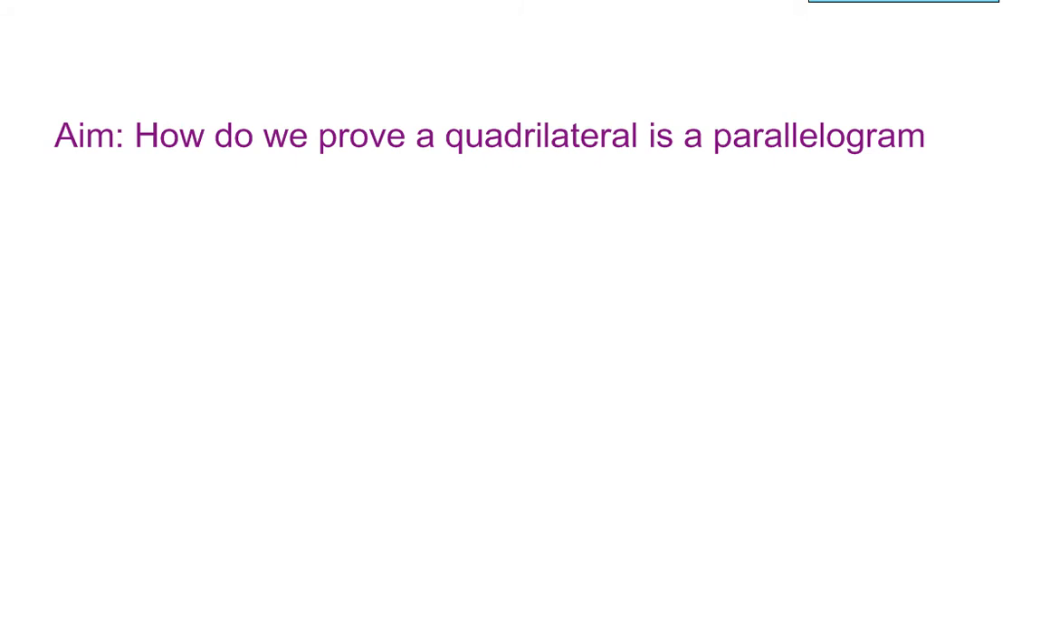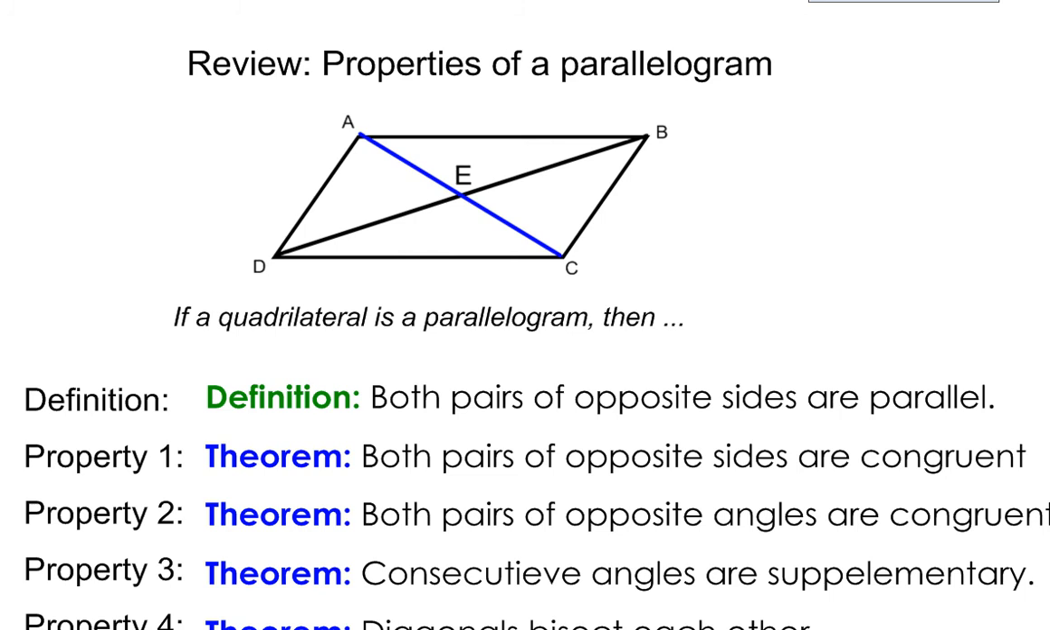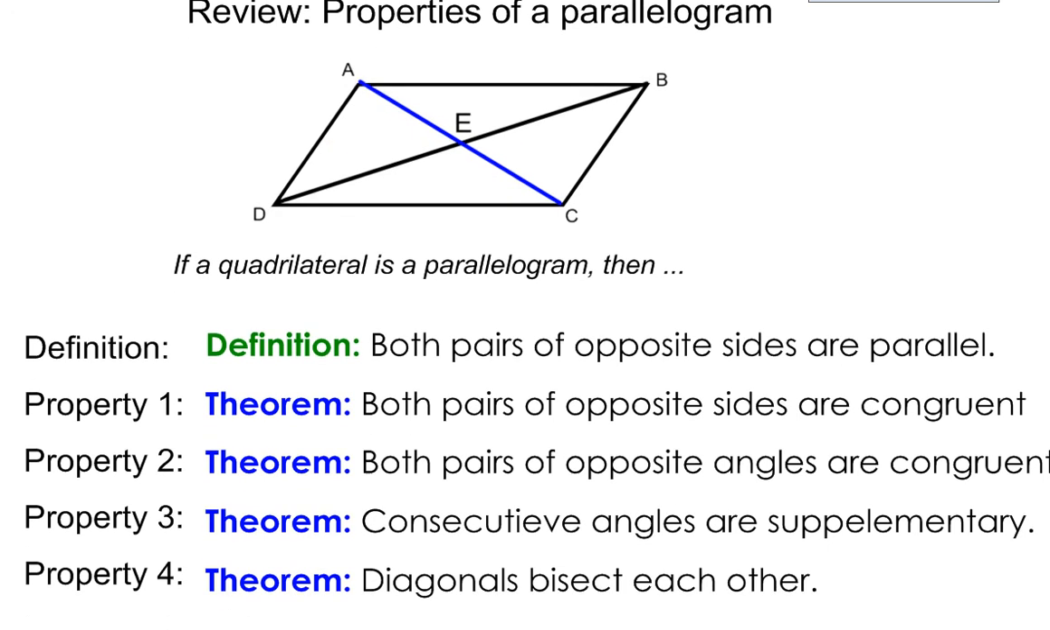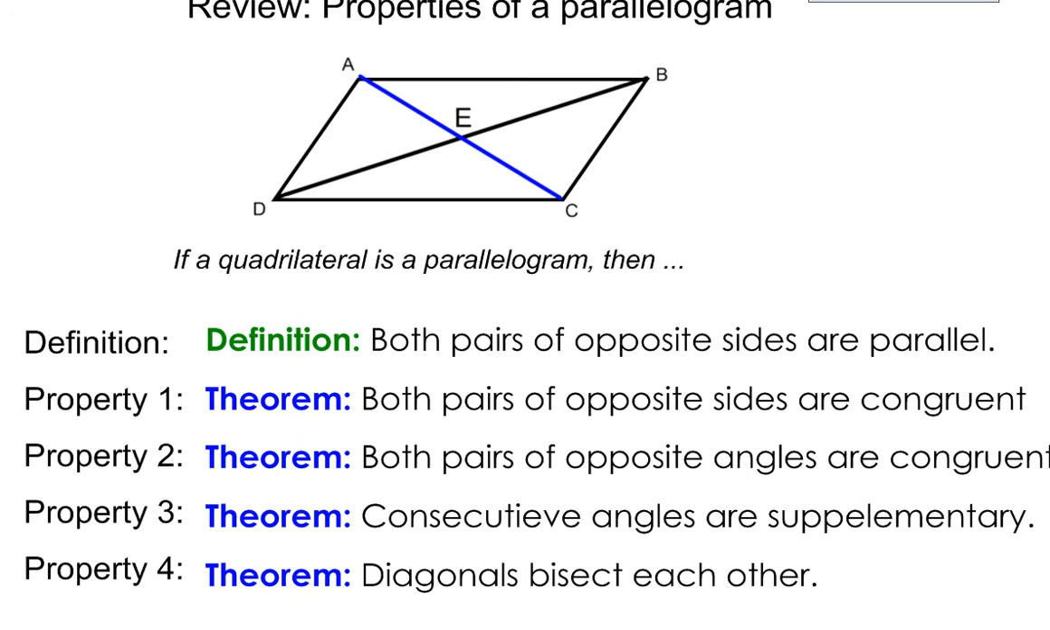Okay, so today's aim is how do we prove a quadrilateral is a parallelogram? So before we begin, let's review what the properties are of a parallelogram. The definition of a parallelogram is a quadrilateral, a four-sided figure, where both pairs of opposite sides are parallel. That is the definition. What are some of the properties that we discovered, which are also theorems?